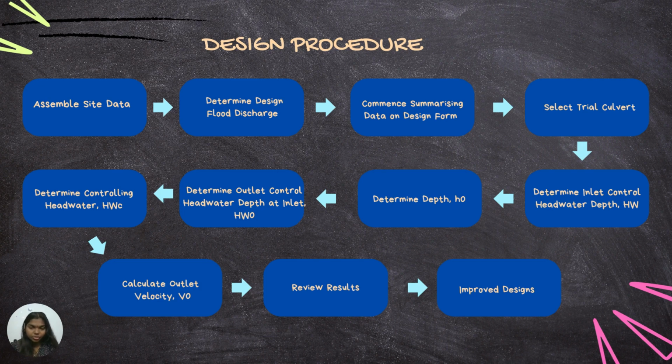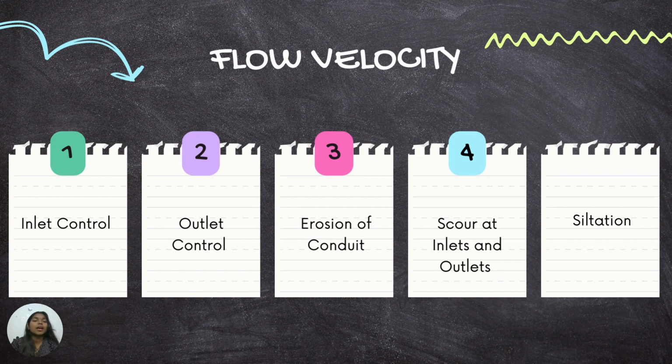Next, the flow velocity. First of all, we have inlet control, and then we go to outlet control and erosion of conduit, scour of inlet and outlet, and siltation. This is the flow velocity.